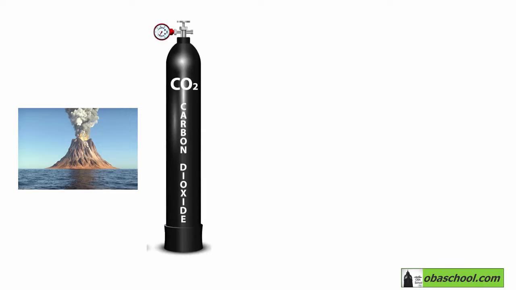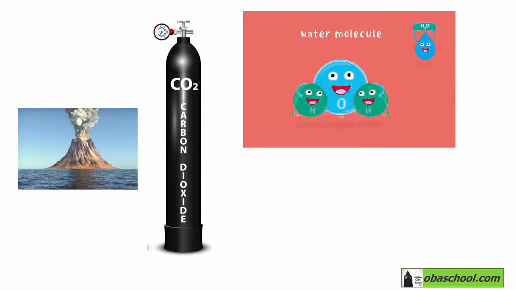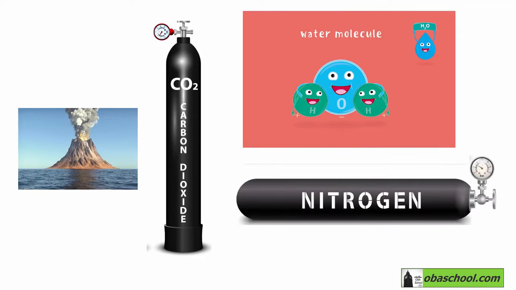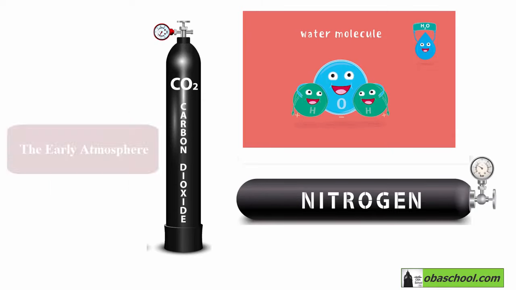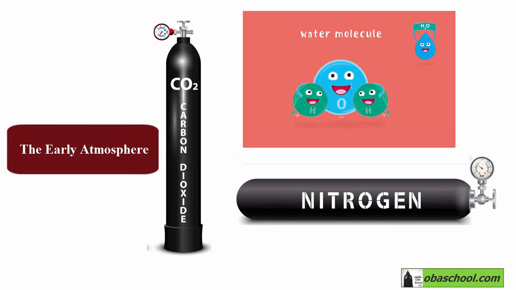One theory suggests that volcanoes released carbon dioxide gas, CO2, water vapor, H2O, and nitrogen gas, N2. And these gases formed the early atmosphere. So the early atmosphere contained carbon dioxide, water vapor, and nitrogen gas.